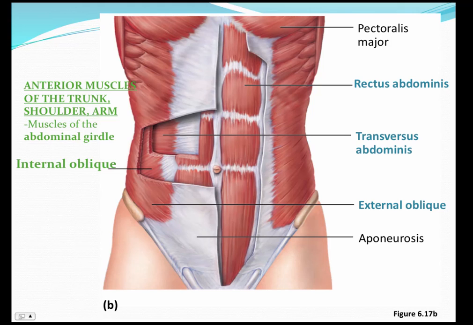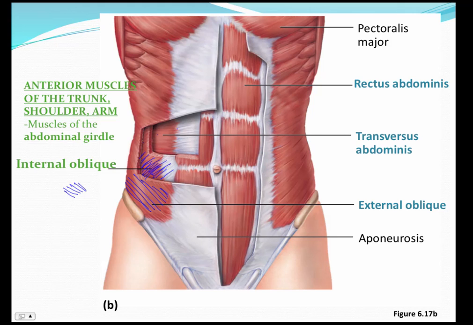Now, muscles of the anterior trunk, shoulder, and the arm. Here we have the internal oblique. Okay, I want you to notice there's actually two different types of oblique. We have the external oblique. Oblique is at an angle. And so here you'll notice anytime you see these layers, always know that the outside is going to be external. Here you have internal oblique, so it's internal, more inside, also at an angle.